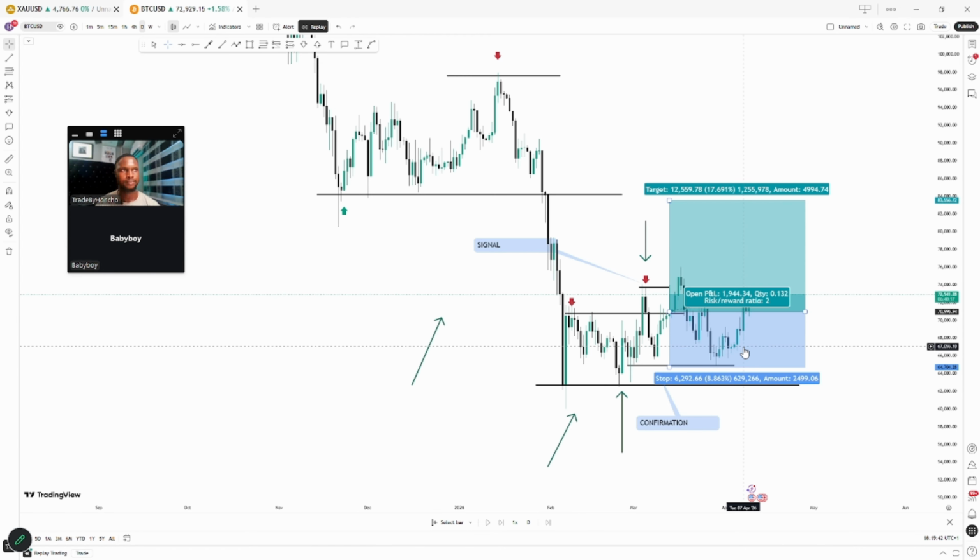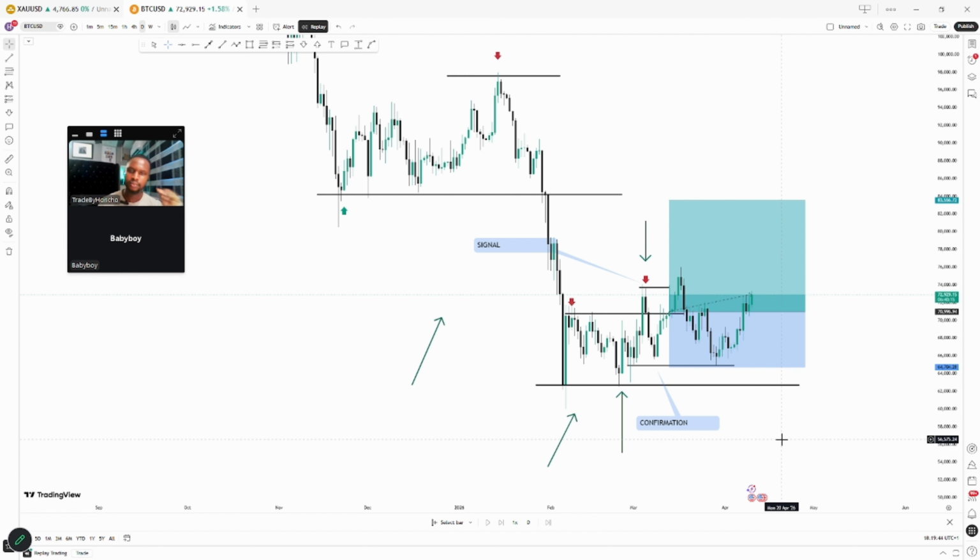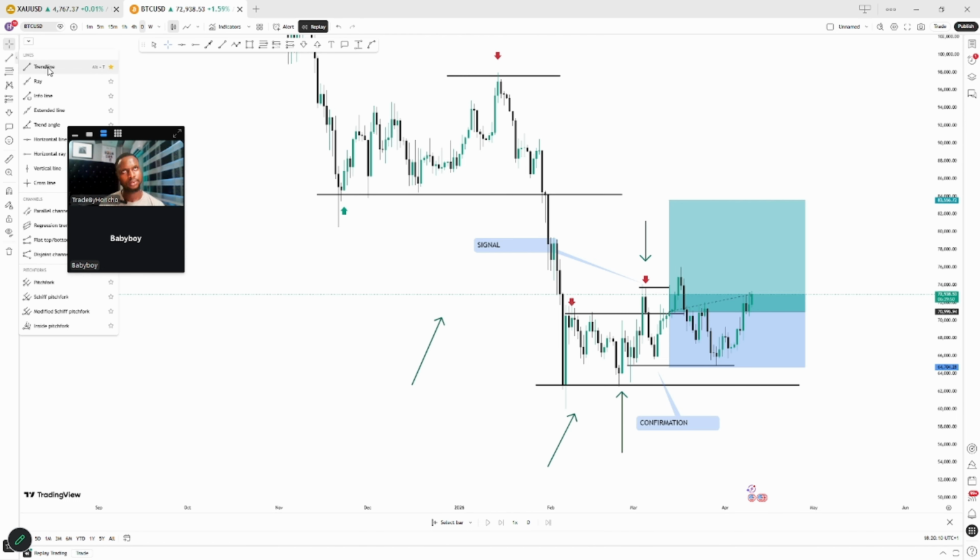This particular line we are using, I like this particular line that you're using, these long lines instead of that one. What's the name of that particular one? It's a trend line. Okay, trend line.